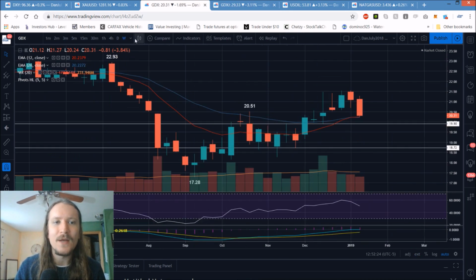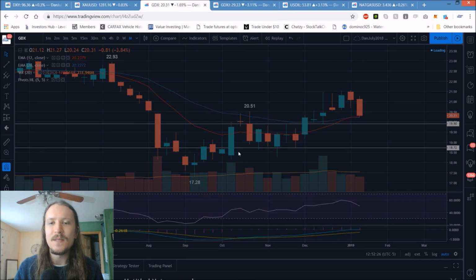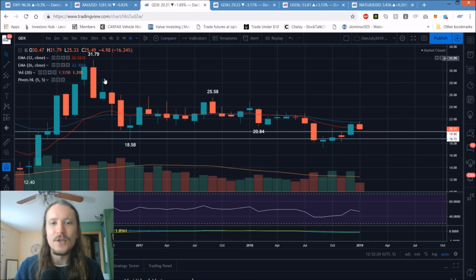Let's look at the senior miners on the monthly time frame. Probably similar, but a little bit different of a look. Again, just clear lower highs. That's a very important pattern long-term to be watching. And after a 4-month bounce, it's looking like we may just be forming a lower high.